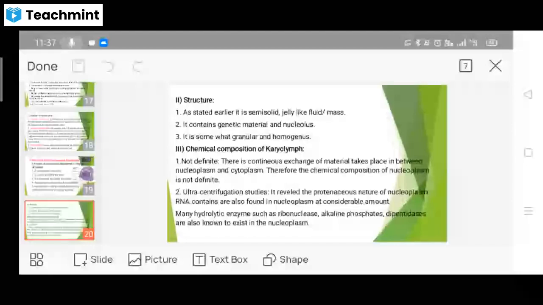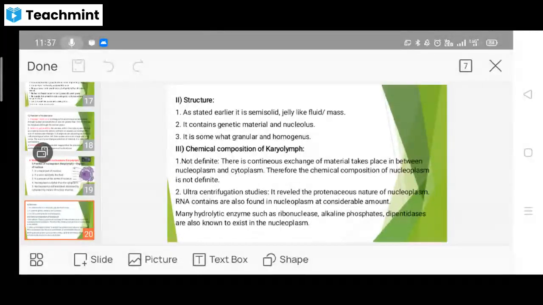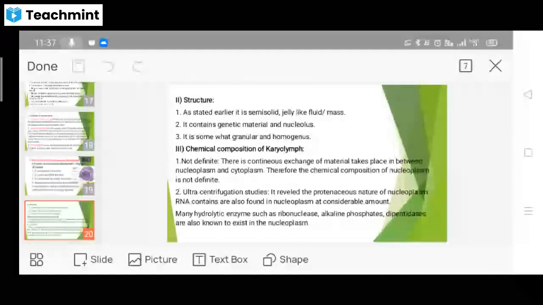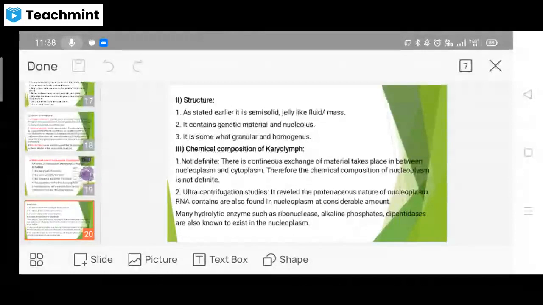The second one is the ultracentrifugation studies. Ultracentrifugation studies reveal the proteinaceous nature of the nucleoplasm, and RNA molecules are also found in the nucleoplasm in a considerable amount. That means if ultracentrifugation studies are carried out on the nucleoplasm, it contains some proteinaceous substances and some RNAs.